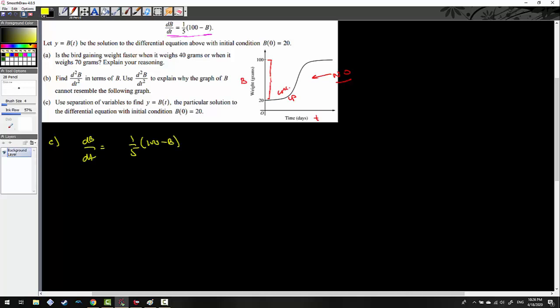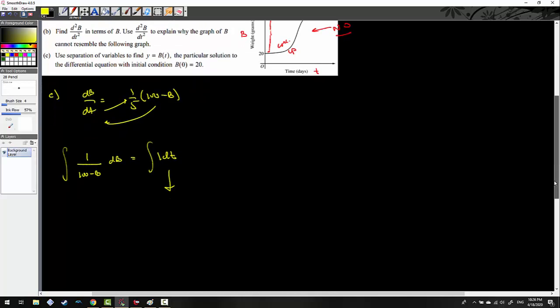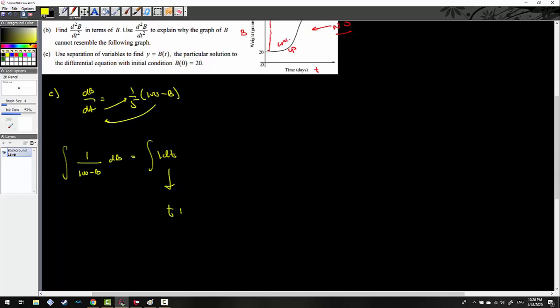So from here, if we separate terms, I'm going to move this dude over. I'm going to multiply the dt to the other side. So 1 over 100 minus B dB is equal to 1 dt. When I integrate both sides, I'm going to easily, on the right side, get t. Please don't forget plus C. If you forget plus C, the problem pretty much dies.